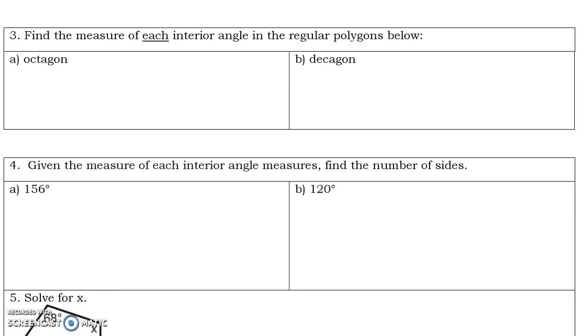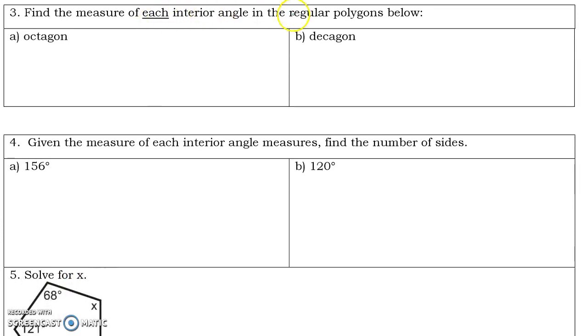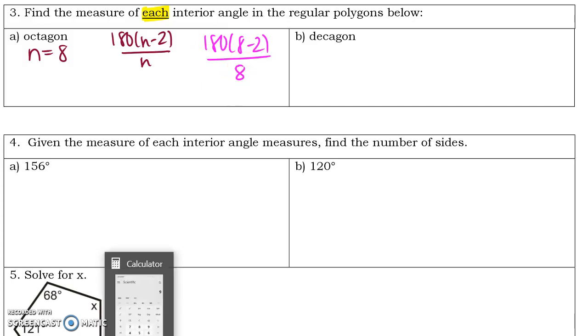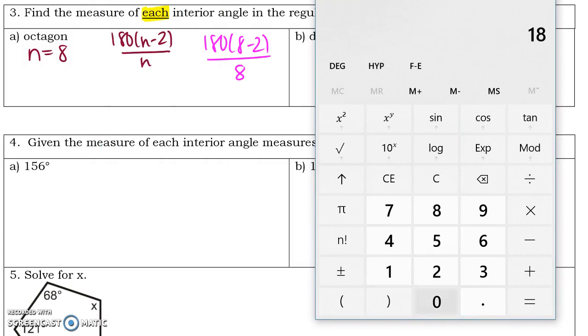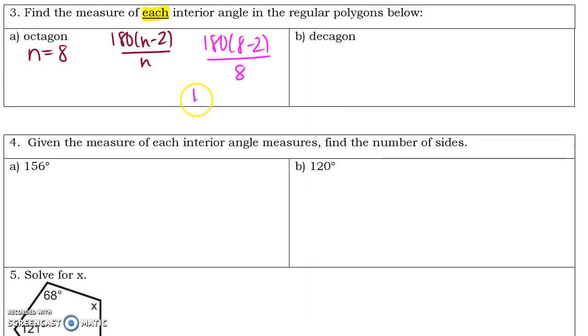Moving right along, flip the paper over. It says find the measure of each interior angle in the regular polygons below. So if it's an octagon, the number of sides is 8. We are going to be using the equation 180 times n minus 2, divided by n, the number of sides, because we want each. That's the key word to look for if you need to divide by n. So here we'll do 180 times 8 minus 2, divided by 8. That would be 180 times 6, divided by 8, giving us 135 degrees. So that means each angle in an octagon is 135 degrees.